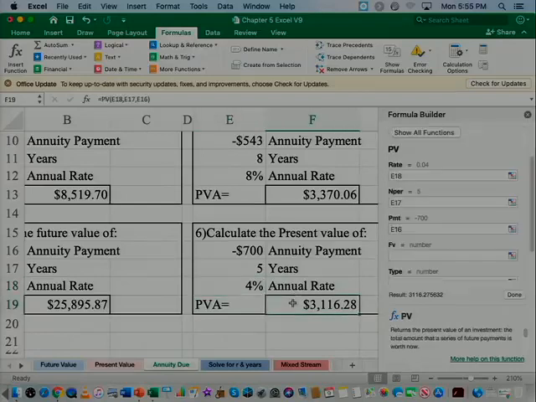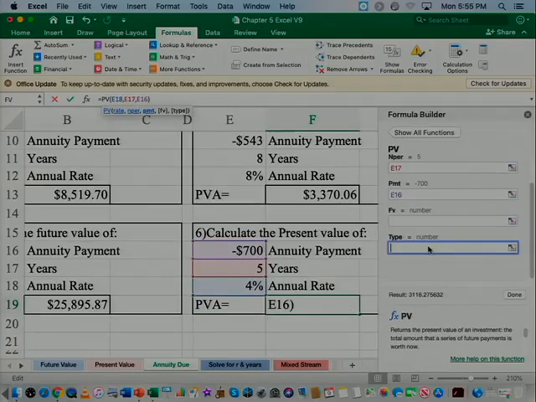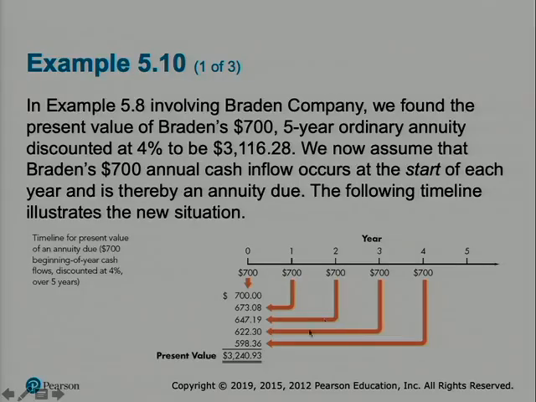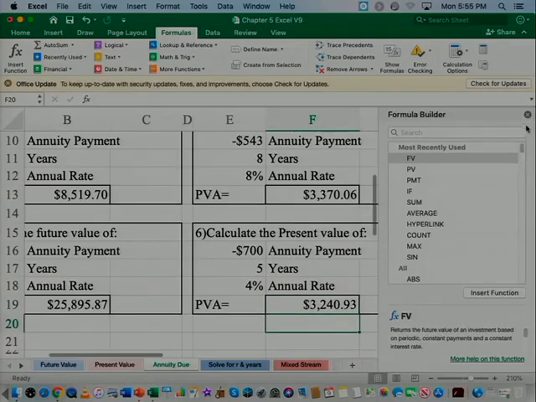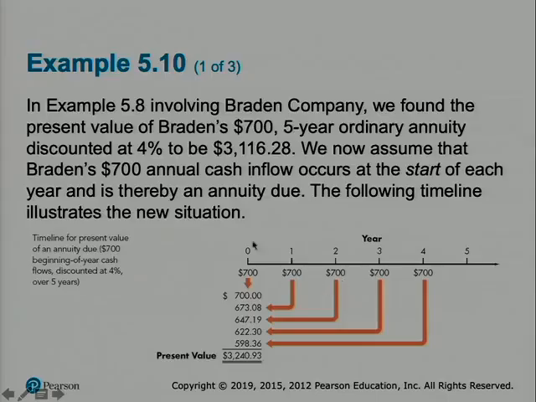So I would just go back in here and switch this to a 1. And we get this 3,240.93 exactly. So before it was 3,116, now it's 3,240 because you get that extra year of interest. Why? Because your money goes in a year earlier. So it's just a time shift. The ordinary annuities, the money goes in year 1. Annuity due, the money goes in at year 0.